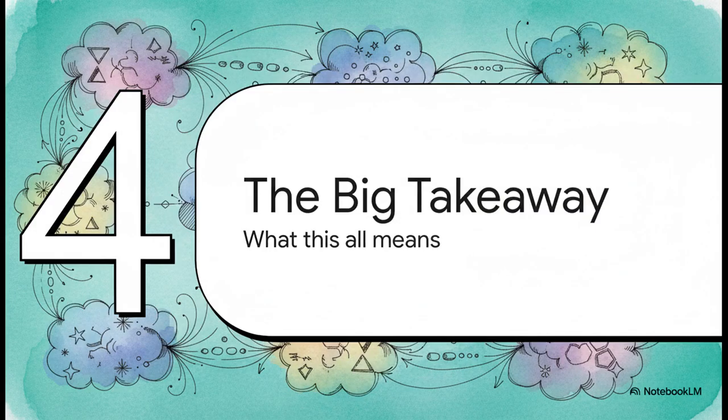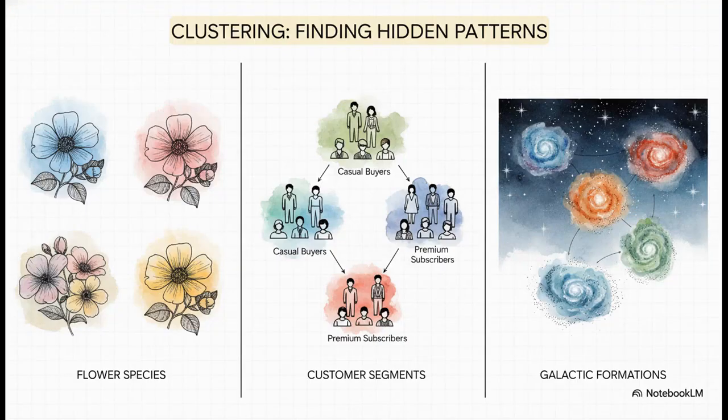All right, so after all of that, what is the big idea here? What should you really walk away with from all this? It's this. Clustering algorithms like the k-means we just saw are these amazing tools for finding the hidden, natural structure in your data when you don't have any labels. Whether it's grouping customers by what they buy or finding different types of galaxies in space, it lets us find patterns that we never would have seen otherwise.